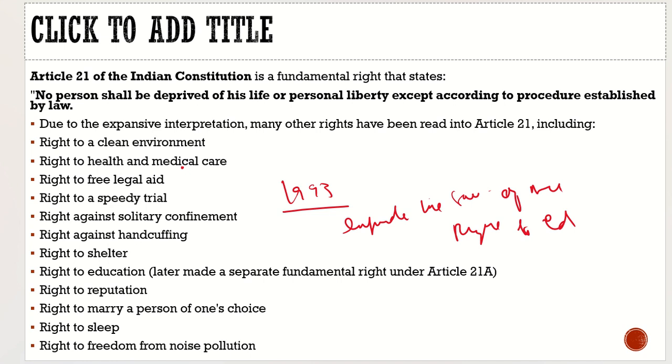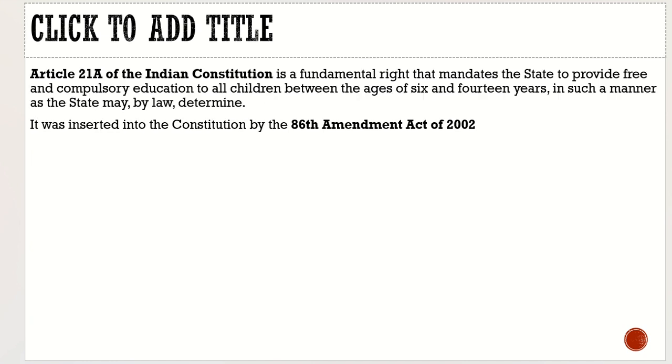So this was expanded, but in 2002, through the 86th Constitutional Amendment Act, Article 21A of the Indian Constitution was introduced, and what does it say? It is a fundamental right that mandates that the state has to provide free and compulsory education to all children between the age group of 6 and 14 in such a manner as the state may by law determine. So because of this article, it was made a fundamental right.